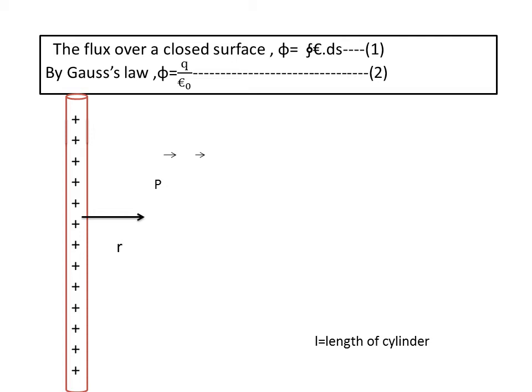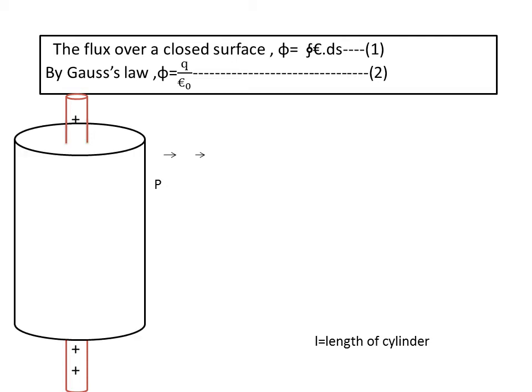For drawing a Gaussian surface, we have to consider two things. The Gaussian surface must be symmetrical around the conductor, and it must be a closed surface. So here we can consider a cylinder. ds is a small area around P.